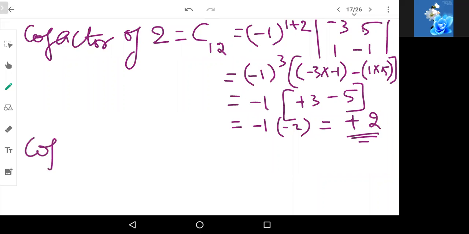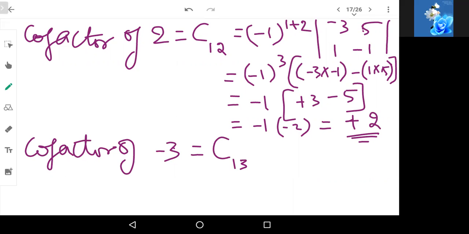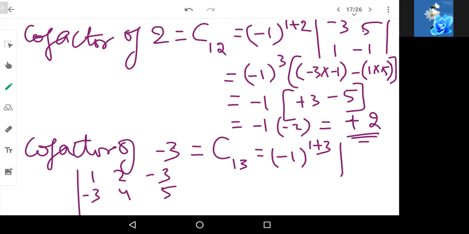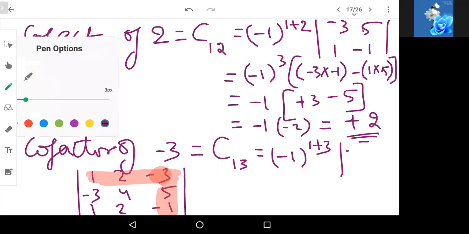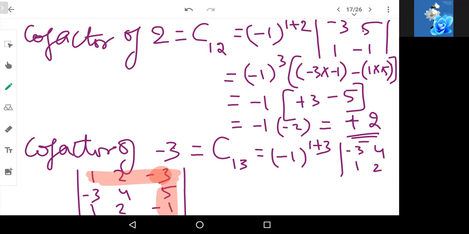Then cofactor of minus 3. Now minus 3 is in the first row, third column. So minus 1 to the power 1 plus 3 into the minor. So the determinant is 1, 2, minus 3, minus 3, 4, 5 and 1, 2, minus 1. Now since I am finding the minor for minus 3, I have to take out the first row and the third column. So what is remaining with us is minus 3, 4, 1 and 2.